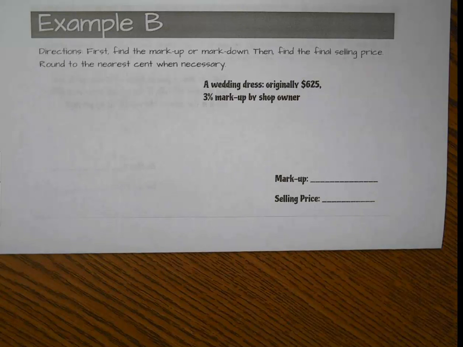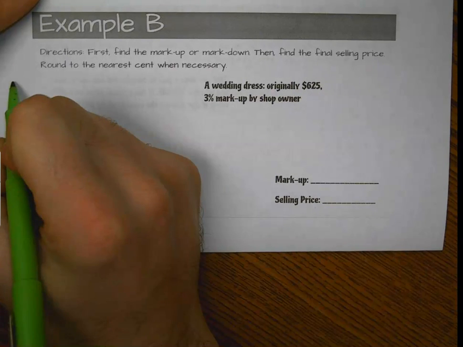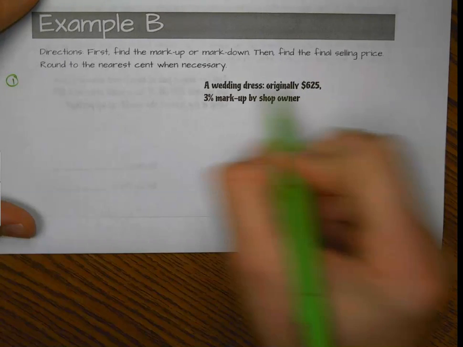Okay, so let's look at example B now. It's the same directions. We need to find the markup or markdown and then find the final selling price. So with this example, we have a wedding dress that is originally $625 and it has a 3% markup by the shop owner. Okay, so our first step is to find percent of a number.